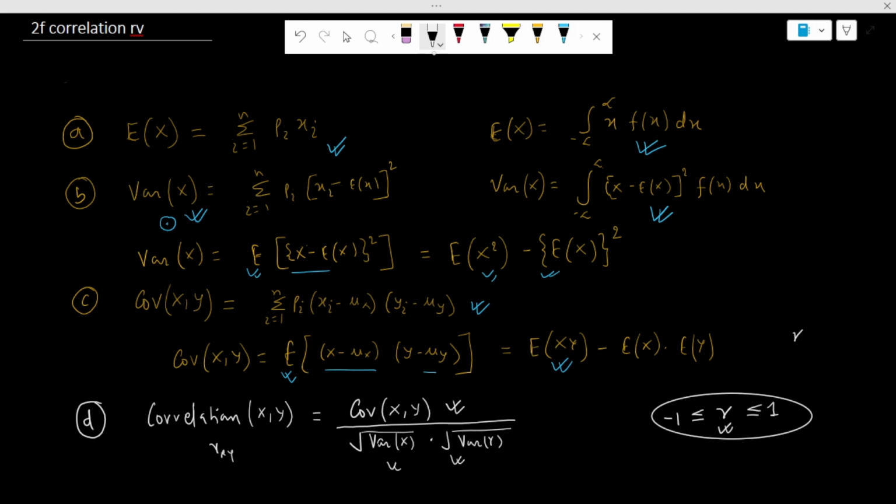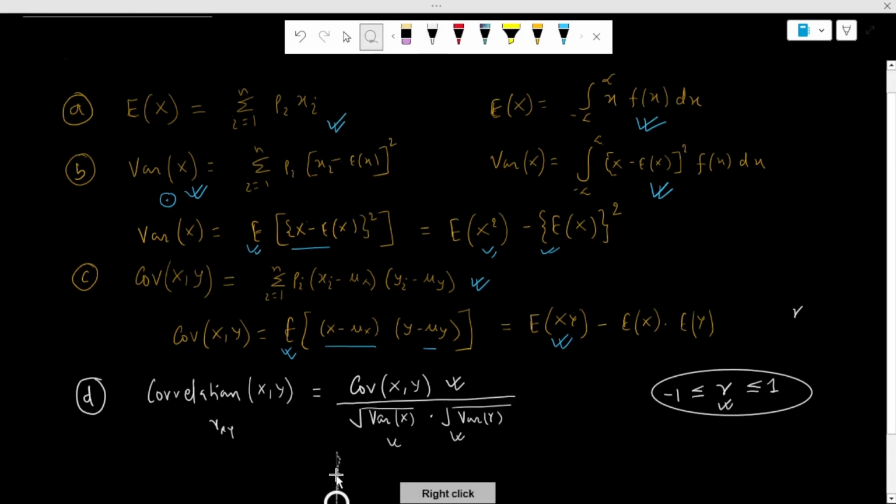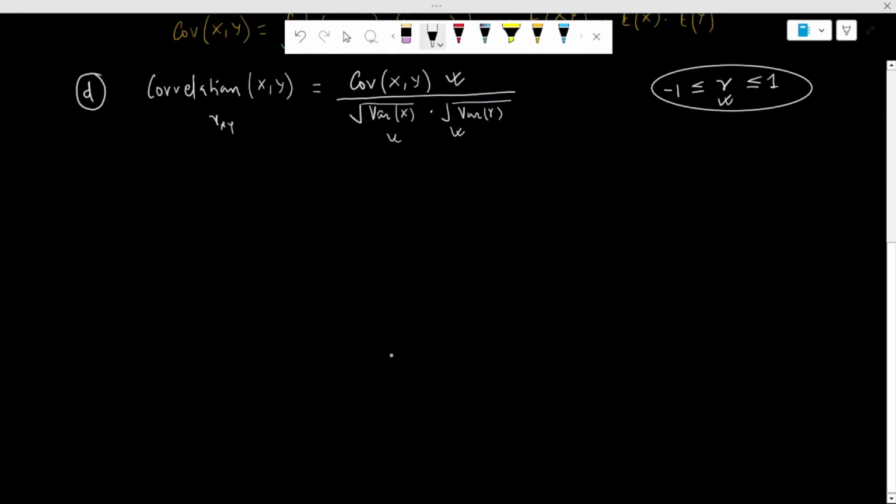Now, based on this formula, let us see some of the properties of the correlation. The correlation coefficient is a function of covariance and variance. So the properties of the correlation coefficient depend on the properties of these parameters, the covariance of xy as well as the variance of x and y.